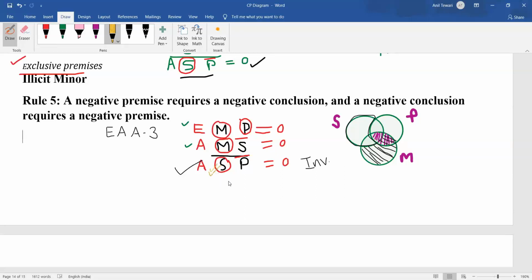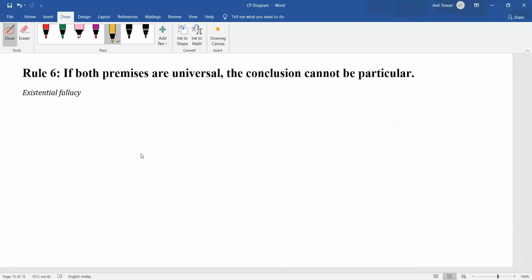In the conclusion the subject term is distributed, but look at the minor premise. Here it is not distributed. So this particular syllogism involves illicit minor also. Why? Because minor is distributed in the conclusion but not in the minor premise. Therefore it has that fallacy. So there are two fallacies here: one is the violation of rule number 5, and the other is illicit minor, which is a violation of rule number 3.